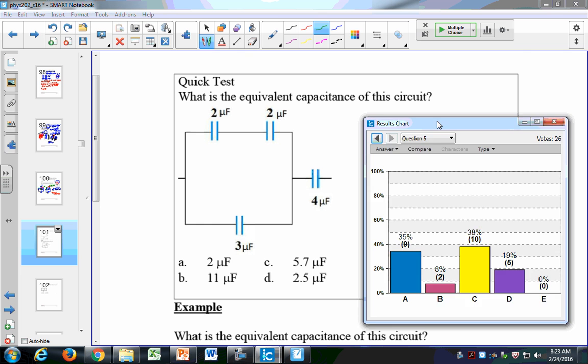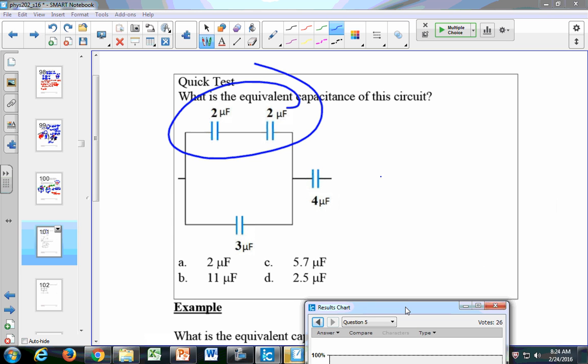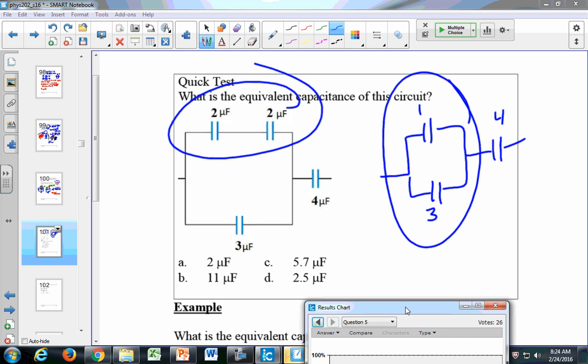Okay, so we're all over the board on this. Where am I going to start first? The 2 and the 2. You think, oh gosh, 2 and 2 in series, that's a 1. So I can replace this then with a 1. What's that, a 3? A 1 and a 3 with a 4. And now I do the 1 and the 3. When they're in parallel, I just add them up. So it's going to be 4 and 4. And then you think, gosh, a 4 and a 4 in series, I've seen that before. That's a 2. So the answer is A, 2.